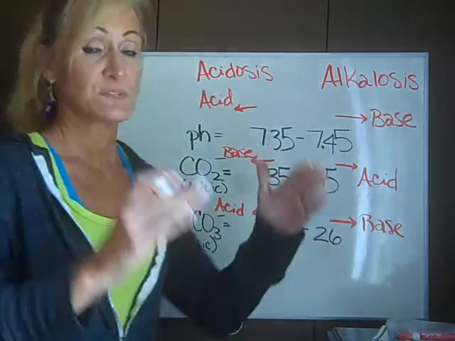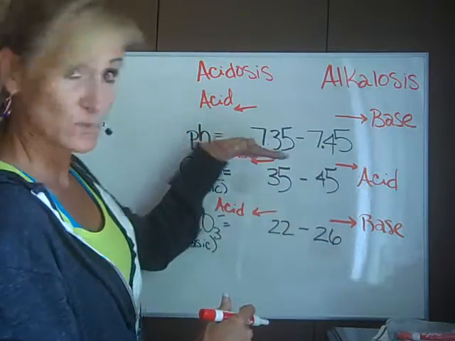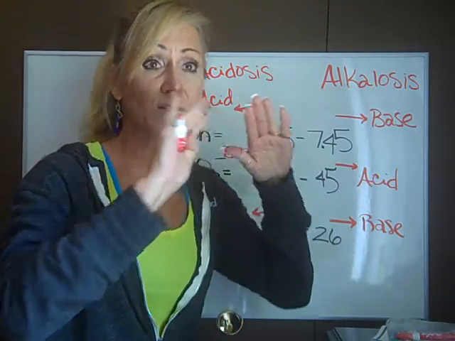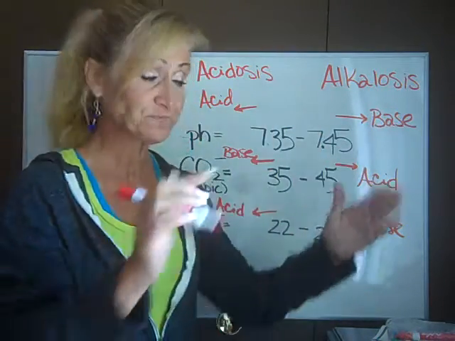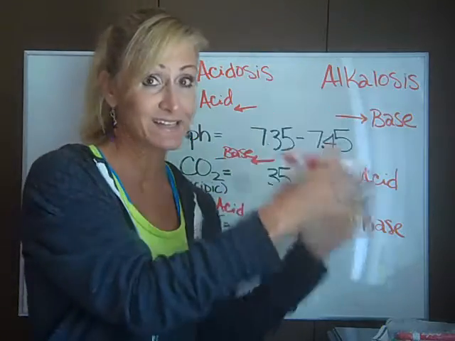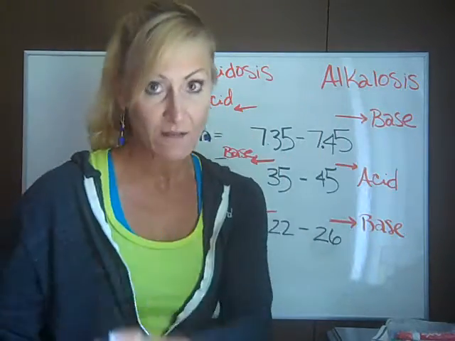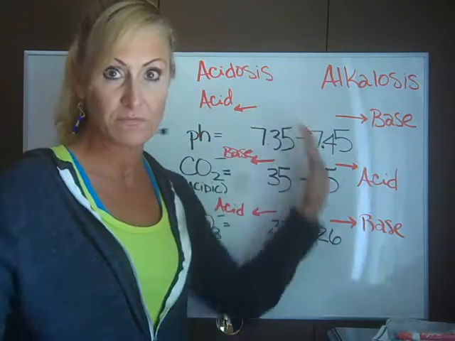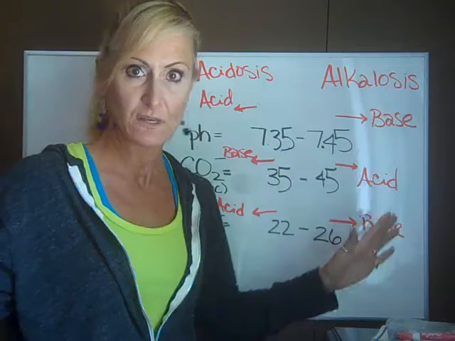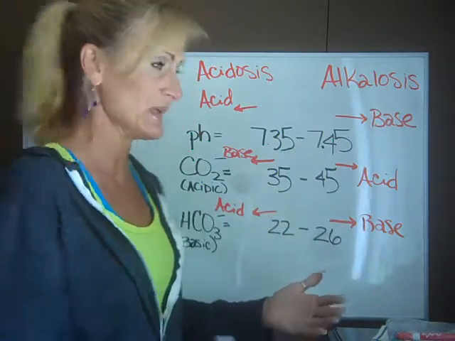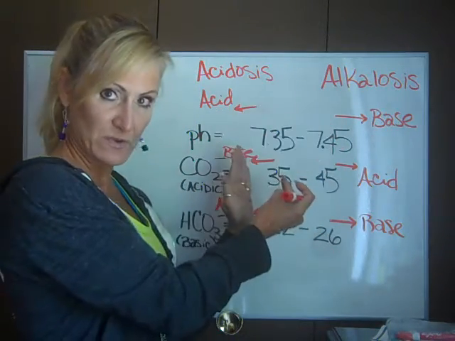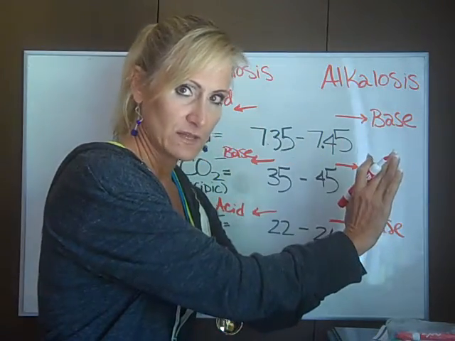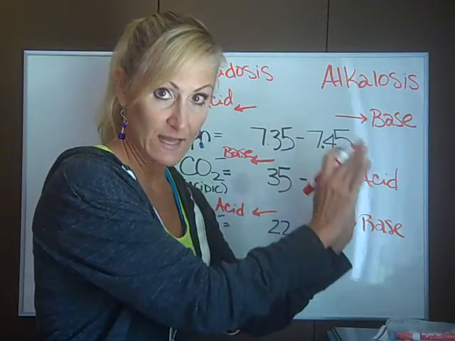Step one, look at what your pH is doing. That's the very first thing that you have to do to figure out, is my patient in an acidic state or an alkaline state, or neither? If they're in homeostasis, then yay, our job is done, our patient is healthy and they don't have an acid-base imbalance. But if it is less than 7.35, your patient is acidic. If it is greater than 7.45, your patient is alkalotic.